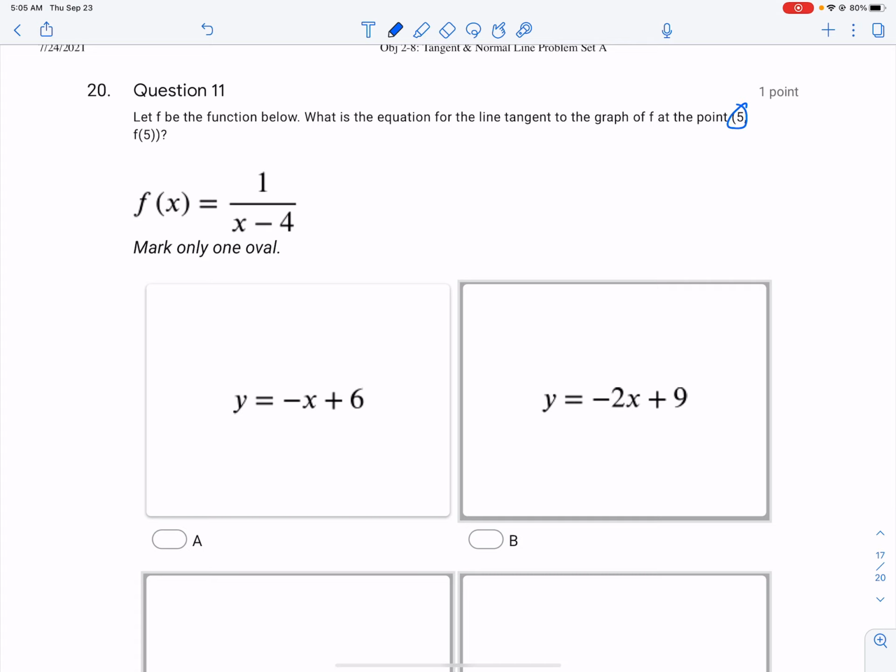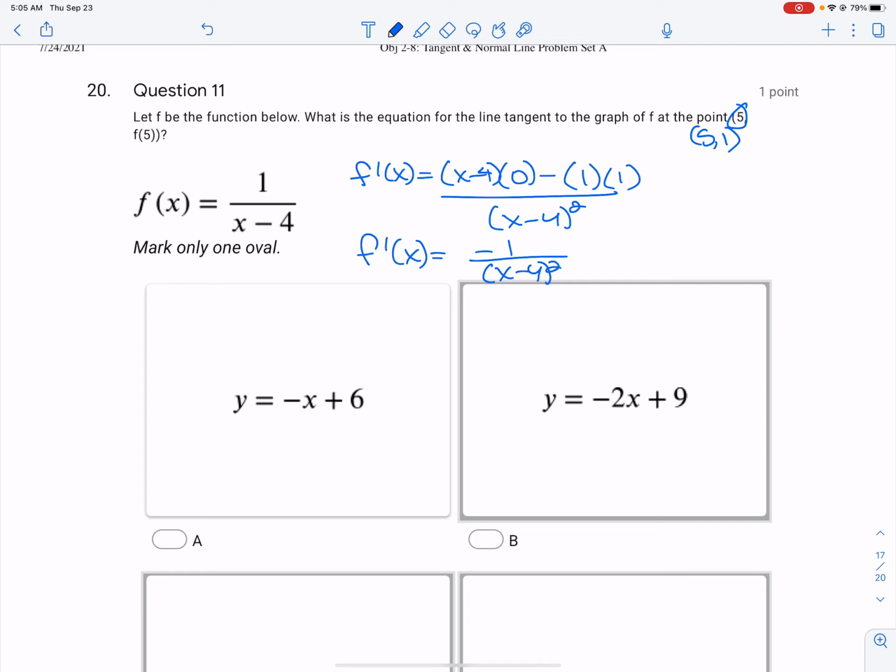When x is equal to 5, I plug in 5 here. So then the coordinate point is 5, 1. All you have is the quotient rule. So f prime of x: denominator times the derivative of the numerator, which is 0, minus the numerator times the derivative of the denominator, which is a 1, all over x minus 4, the quantity squared. So then I get f prime of x is equal to negative 1 over x minus 4, the quantity squared. So then f prime of 5 gives me negative 1.